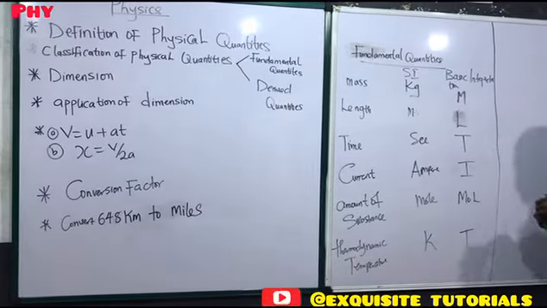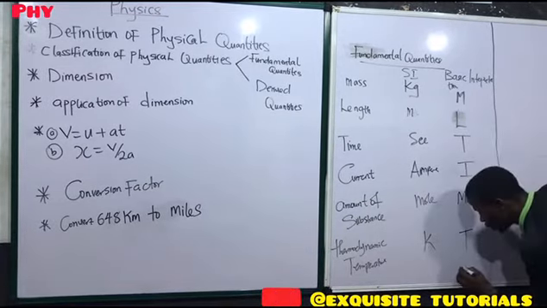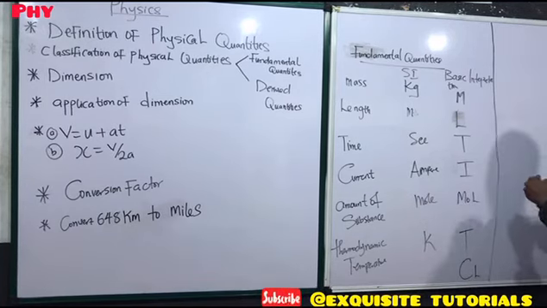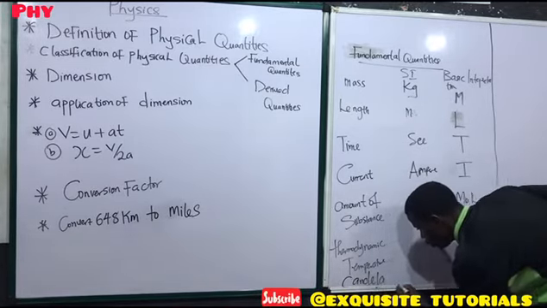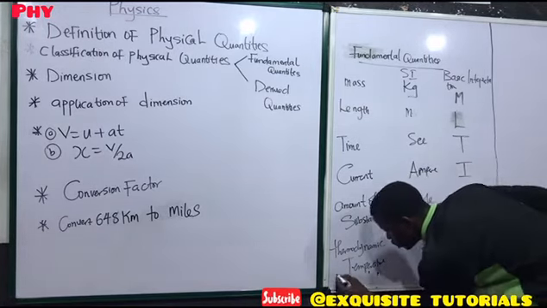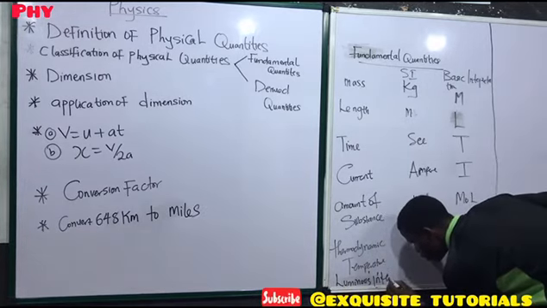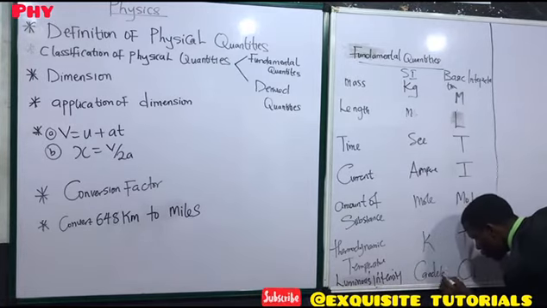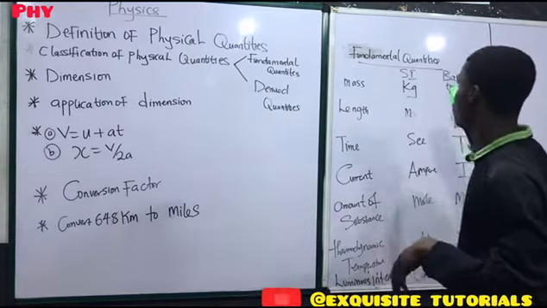is also T. Then candela, our luminous intensity, is represented as C, or rather Cl, or something like that. Candela, let me write it here. Cl, any format you just keep in mind, you can also use it to write it.